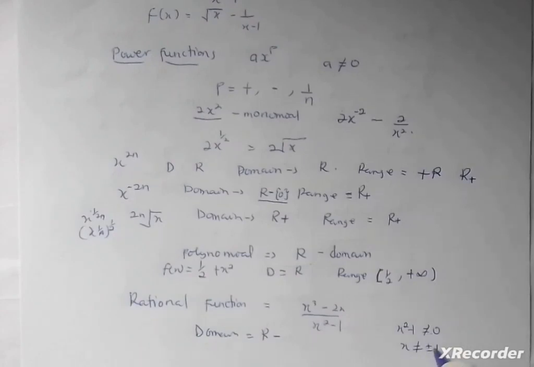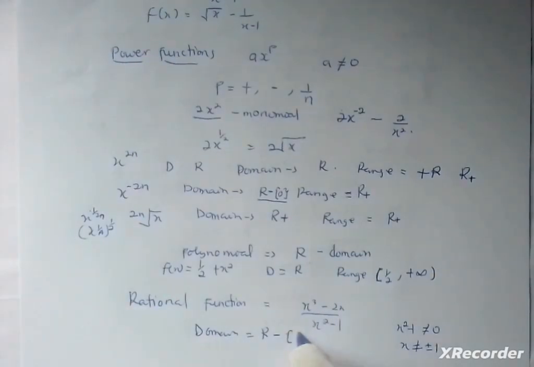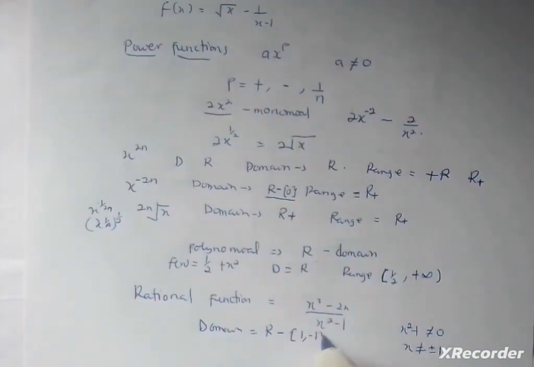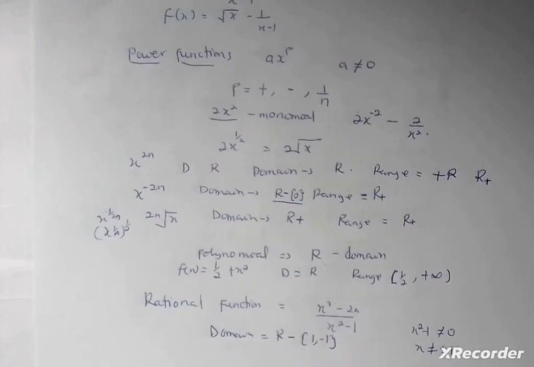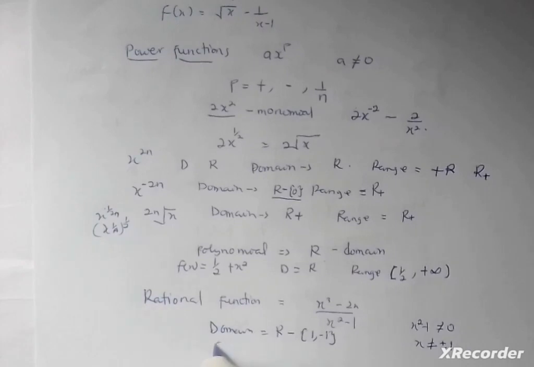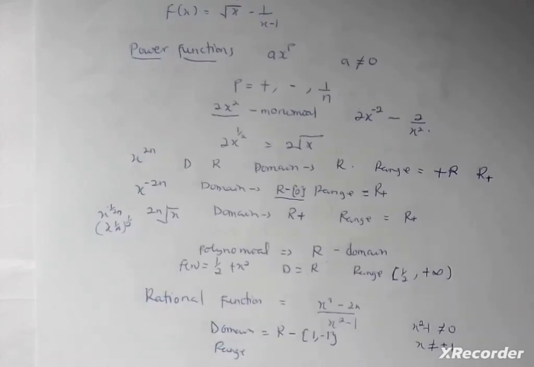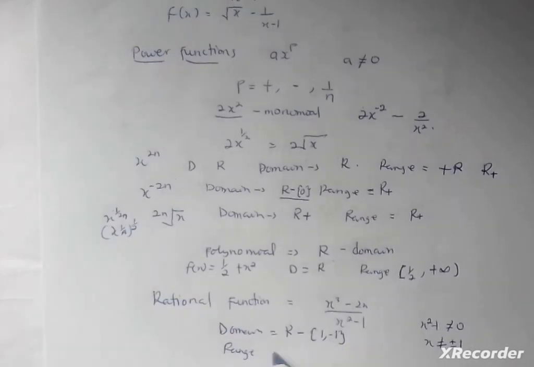So x is not equal to plus or minus 1. So the domain is all real numbers minus the set containing 1 and negative 1. So this is simply my domain. You take the real numbers minus all the terms that will make it undefined. Let's go to the range. What will be the output? So we can see that after we have eliminated this, the rest is going to be the set of all real numbers. So the range will have no alterations.